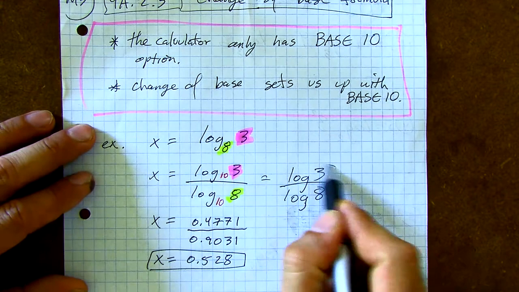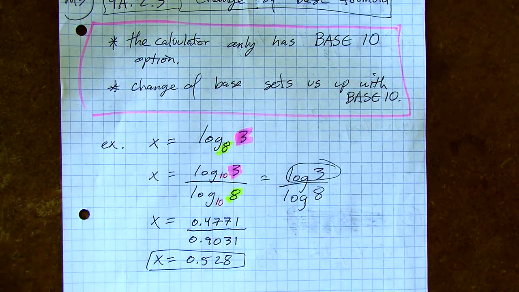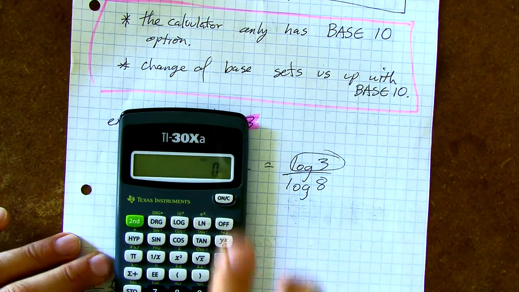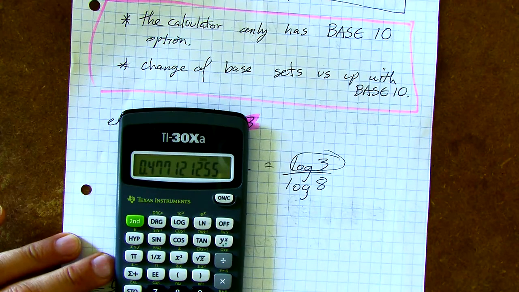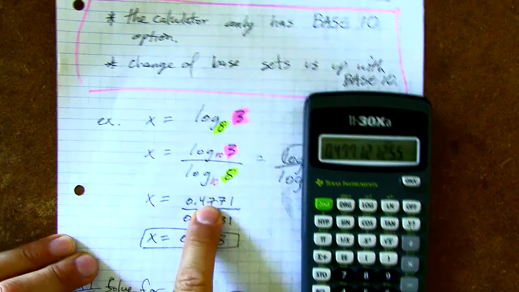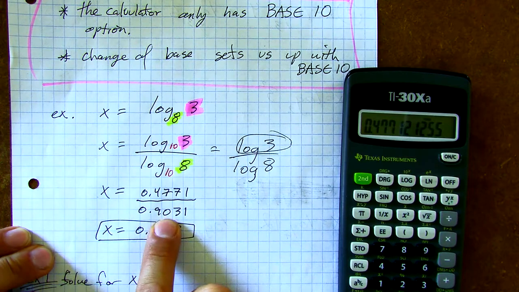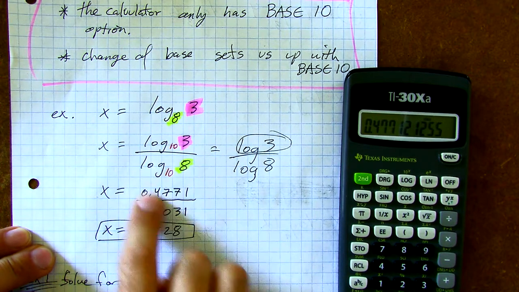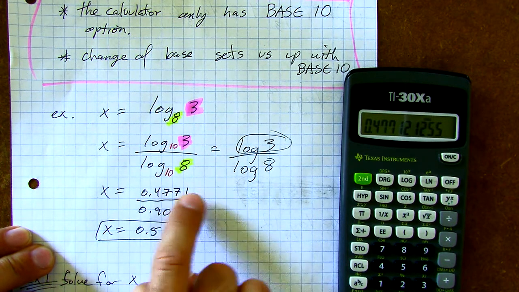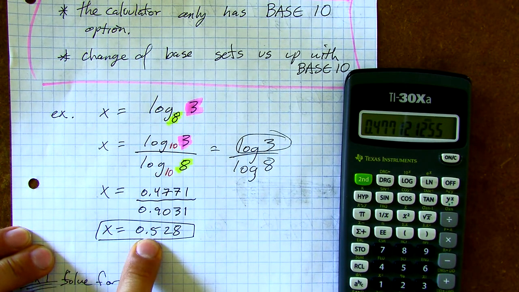But log 3, now we can put this into our calculator. Now we can go here and we can put 3 log, and this is an actual value. Log 8 is 0.9031, and keep about to the 10,000th place, 4 digits like this. You do the fraction, you get your actual value, okay?